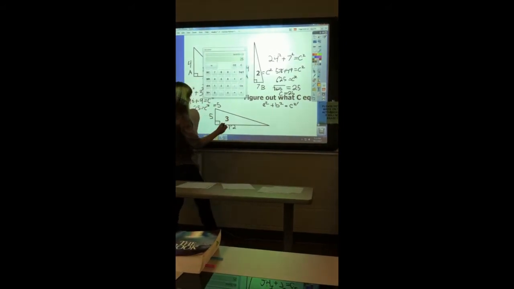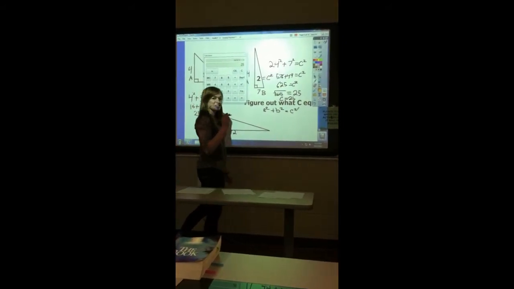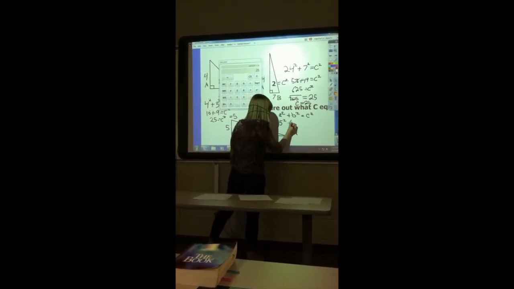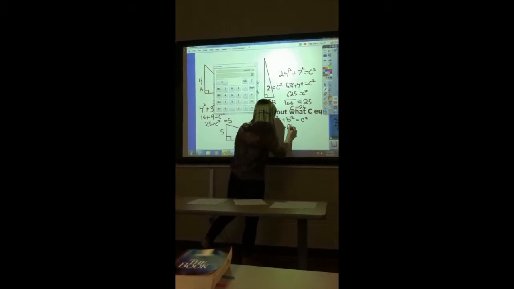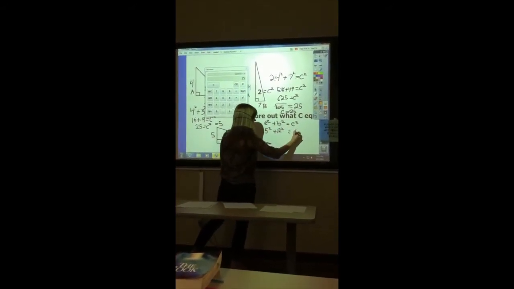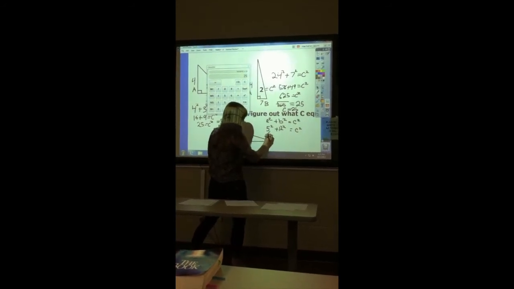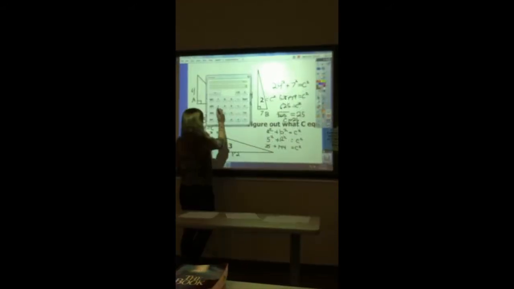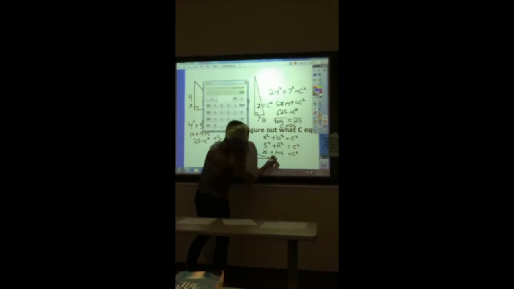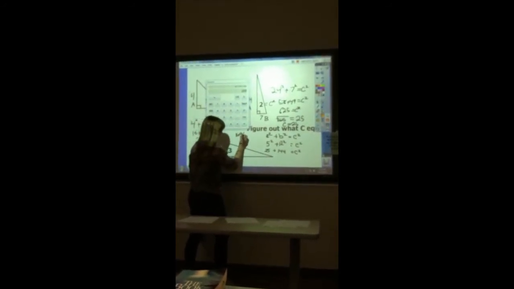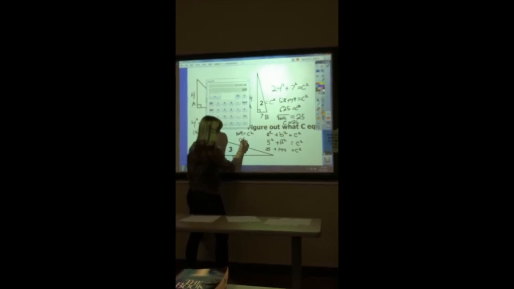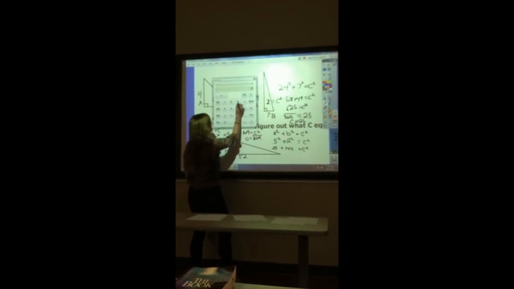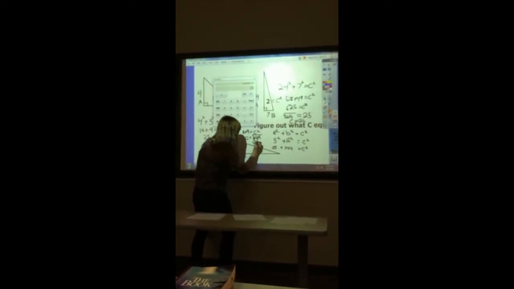Okay, so there's the formula, and then does it matter which side is A, which side is B? No. Okay, so I did 5 squared plus 12 squared equals c squared. So 25 plus 144 equals c squared. So 169, I'm going to put it over here, equals c squared. So c equals the square root of 169, which I think is wrong up here. 13. So c equals 13.